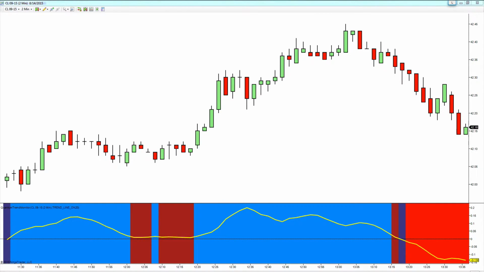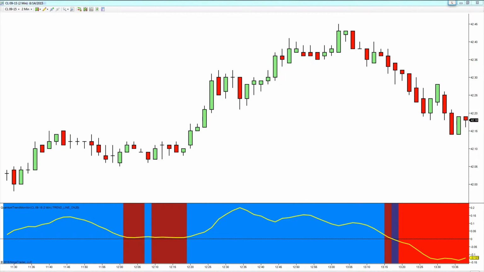And that's really what the trend monitor is all about. It's about helping to keep you in through those congestion phases and through those minor reversals and pullbacks which happen in all time frames.